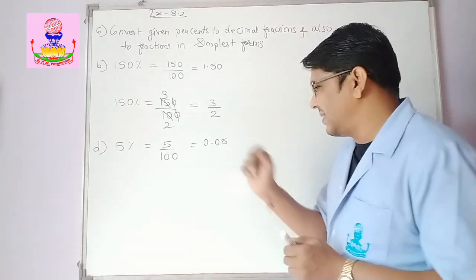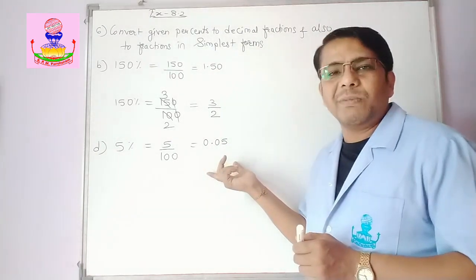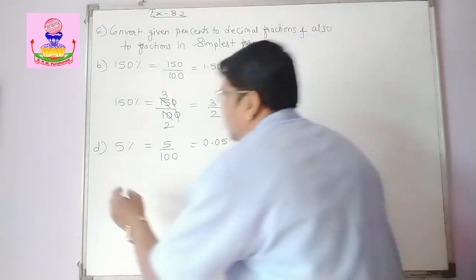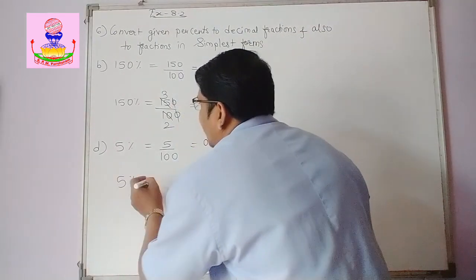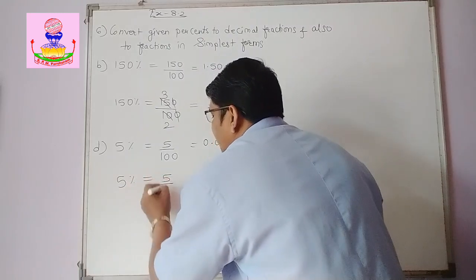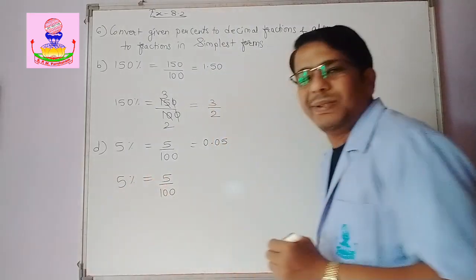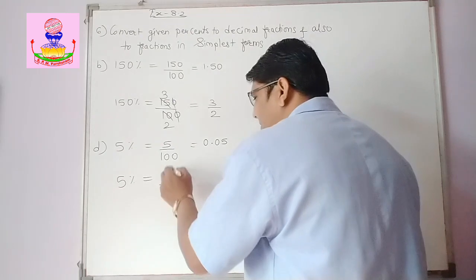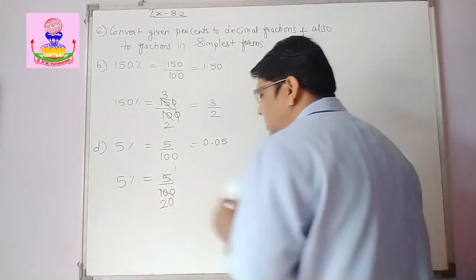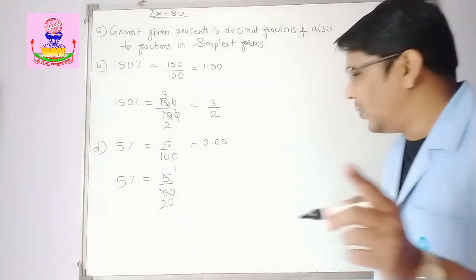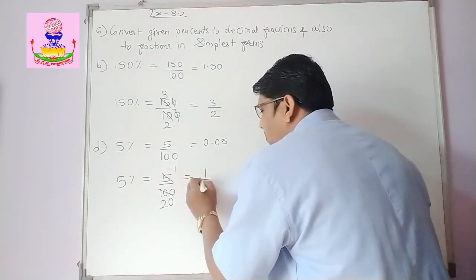So it will be 0.05. So the decimal point is after 2 digits. Okay. Now this is the decimal fraction. Now convert it to the simplest form of the fraction.